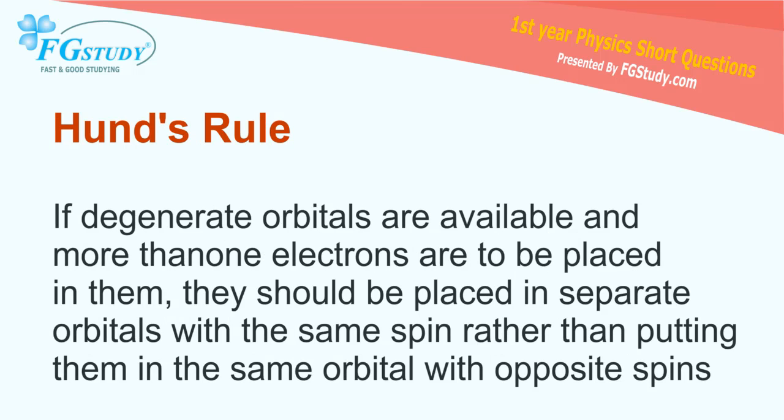Hund's rule. If degenerate orbitals are available and more than one electron is to be placed in them, they should be placed in separate orbitals with the same spin rather than putting them in the same orbital with opposite spins.